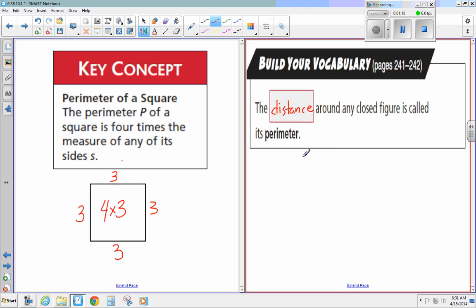The distance around any closed figure is called its perimeter. So, you could have a shape like this. And as long as you knew what all of those sides were, the distance around this closed figure is the perimeter. So 3 plus 3 plus 5, 4, 1, 2, 2. So let's see, that's 6, 10, 15, 16, 17, 23. Adding all those up.